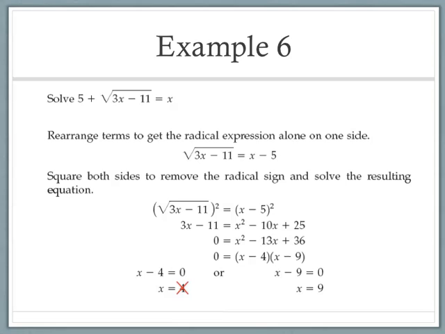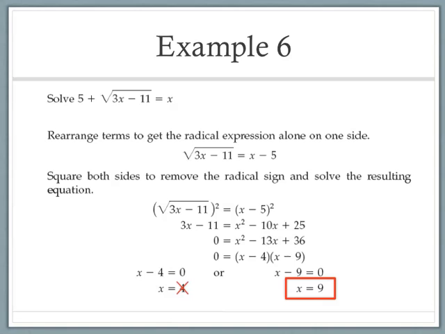Check the second answer. Plug 9 in, so 5 plus the square root of 3 times 9 minus 11, so 3 times 9 is 27, minus 11, that's 16. So we have the square root of 16, which is 4, so 5 plus 4 equals 9. That does, in fact, work. So x equals 9 is going to be the solution in this example.